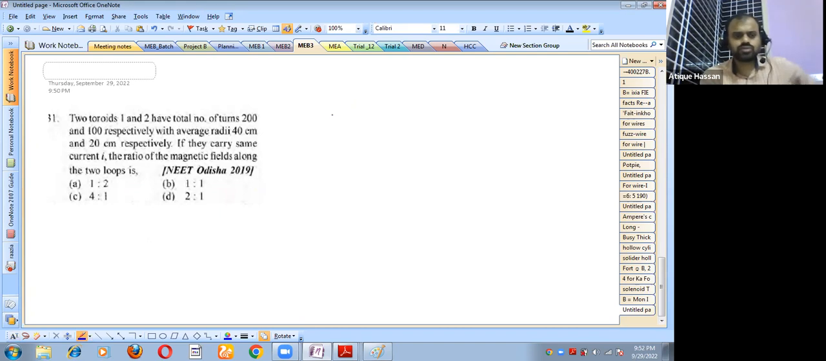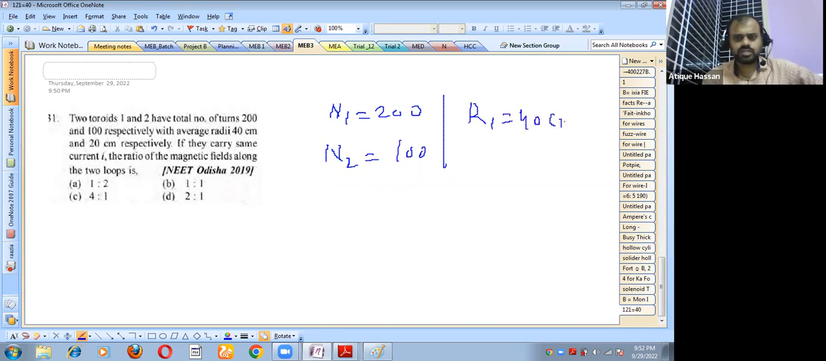So it says two toroids, 1 and 2, have total number of turns N1 equal to 200 and N2 equal to 100. Radius is also given, R1 is 40 centimeter and R2 is 20 centimeter. If they carry the same current, then the ratio of magnetic field along the two loops. So we have to find B1 by B2.